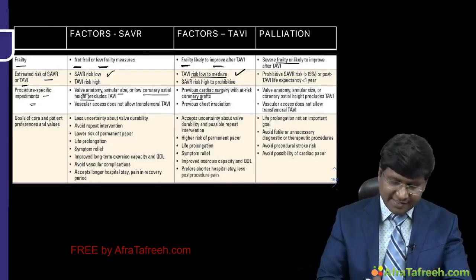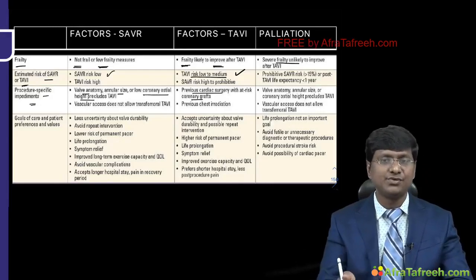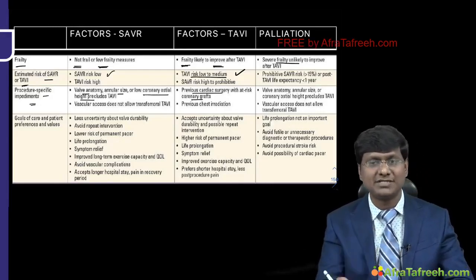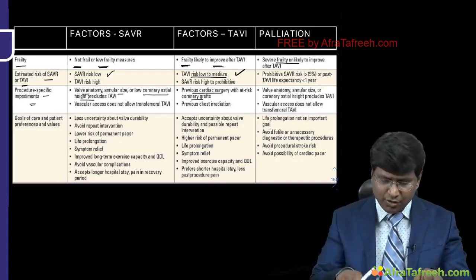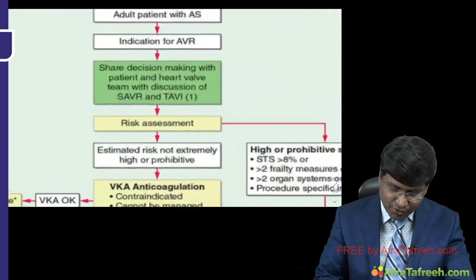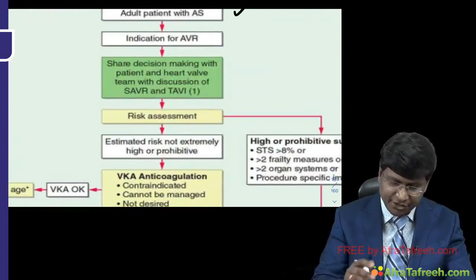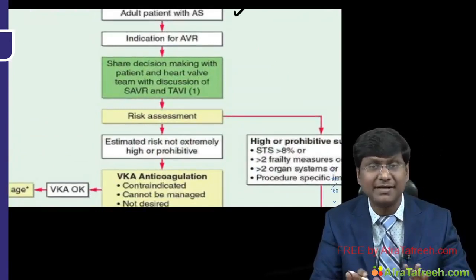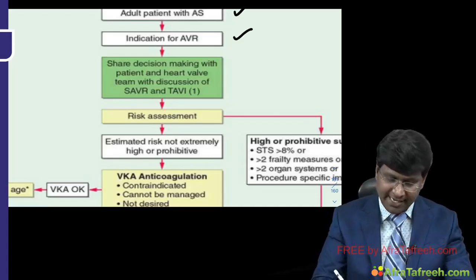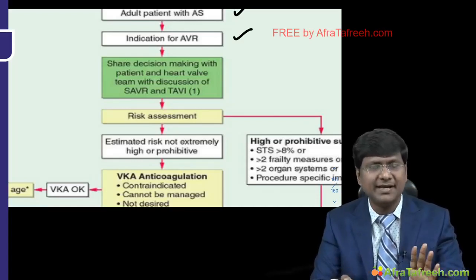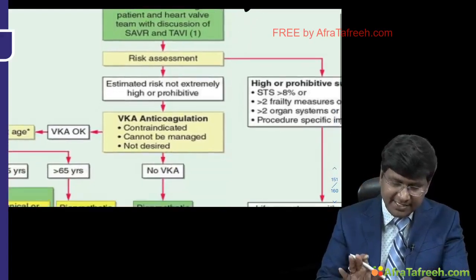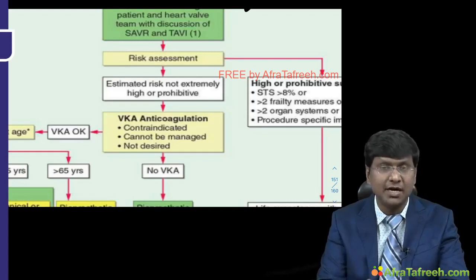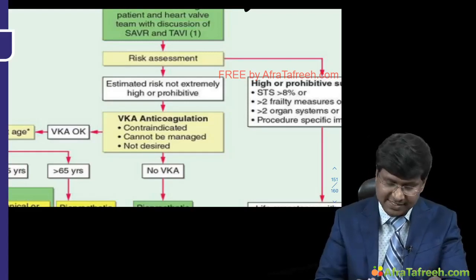Okay, so this is about in which group of individuals you need to do SAVR, which group of individuals TAVI, which group of individuals palliative treatment. And there is also a flow chart, right? So you see this particular flow chart, right? A patient with aortic stenosis, this is also a table directly from the Harrison, and symptomatic, he is a candidate for aortic valve replacement. Now the surgical team as well as the heart valve team, they have to decide whether to undergo TAVI or whether to undergo SAVR.